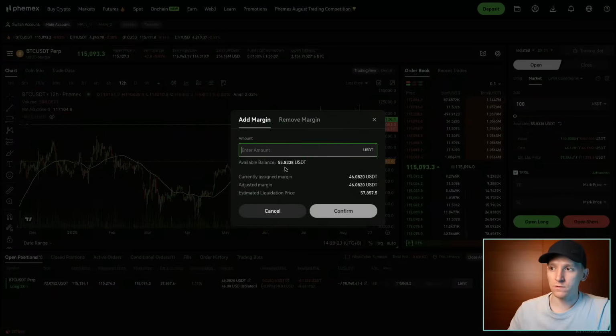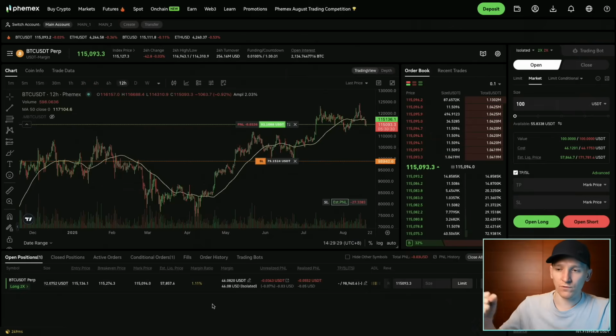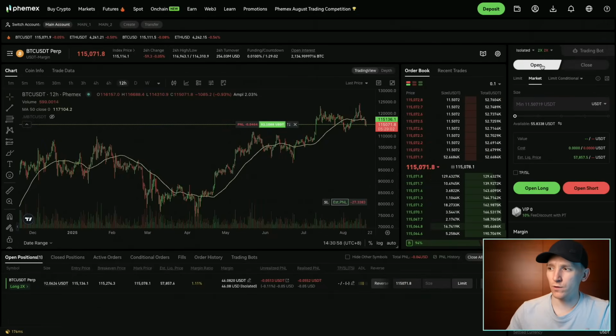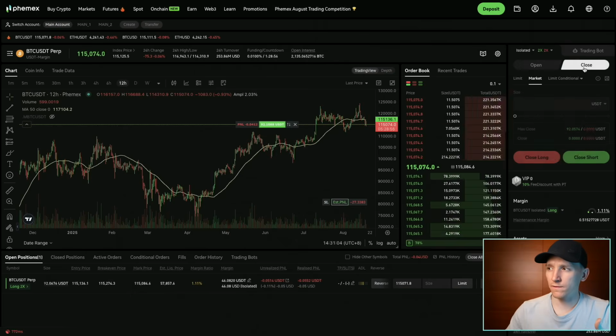Or you can, of course, remove margin, which is taking cash out of the position. If you're in profits, you can withdraw that margin. Then you have extra cash in your account to do other things. If you want to reduce your position size, then you can close some of the order. Go to the order input screen again. So open is when you open a fresh position. You can open a long, you can add to a long, or you want to open a short, you can do that. Closing is where you're closing positions that are live.